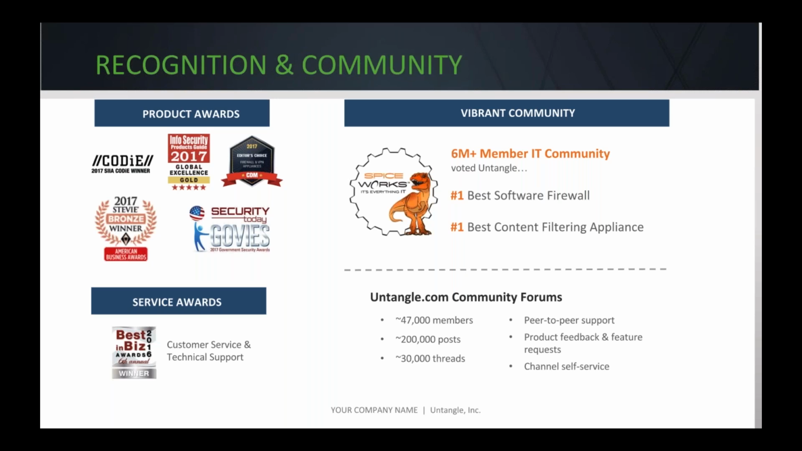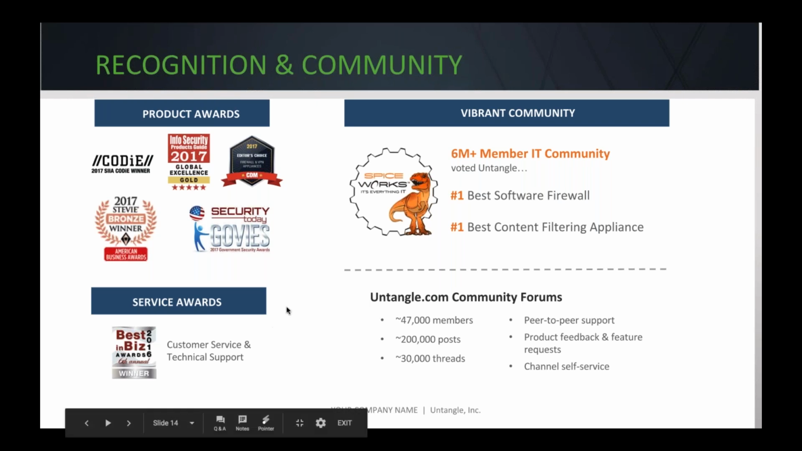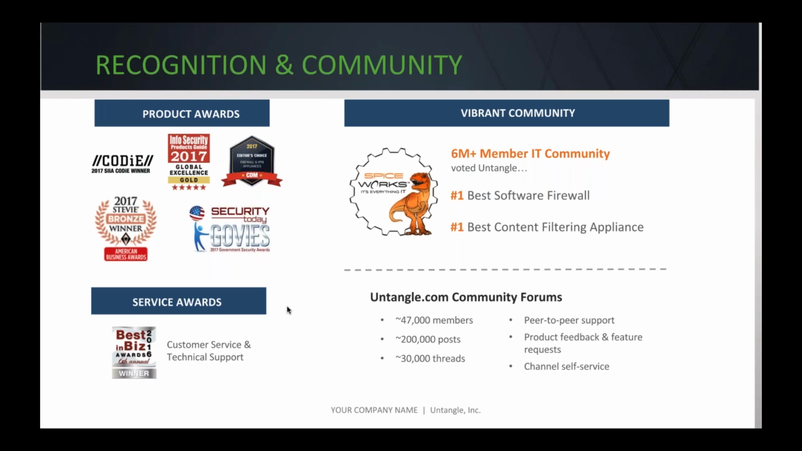Just a little bit of recognition in some of our communities. We are starting to win a few awards. Our support team is one of my biggest selling points about Untangle. I think they separate us from our competitors, and they keep winning awards for us. So this is the second Best in Biz award they've won for customer service and technical support. As you can see, we're winning some awards for the product as well. As far as Spiceworks is concerned, we are the number one software firewall and content filtering appliance.